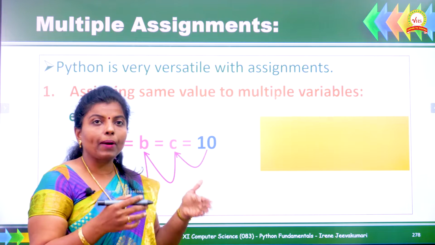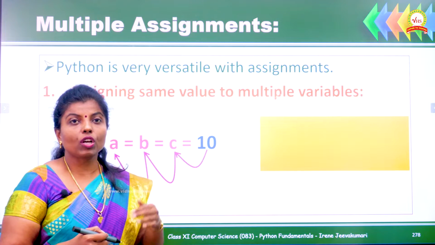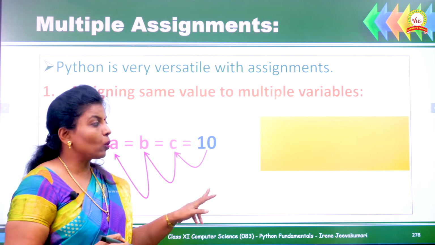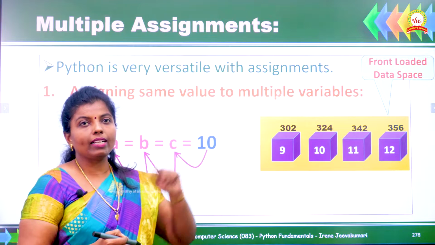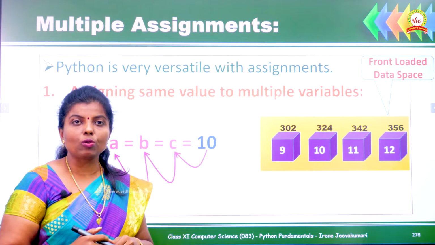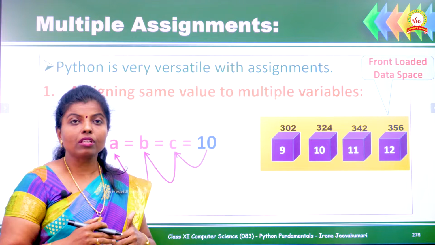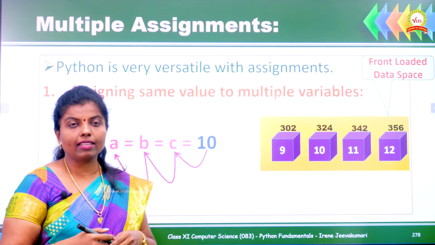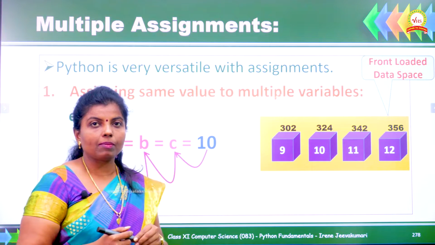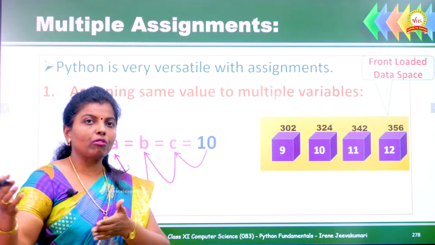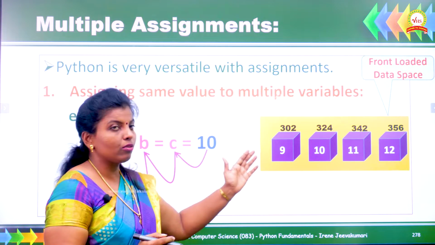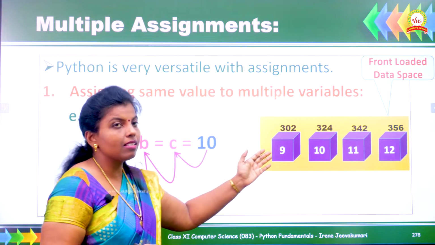In Python, commonly used values are preloaded in a memory location. That memory location is referred to as the front-loaded data space. So what is the front-loaded data space? Normally Python preloads the commonly used values in memory even before the variables are created. This memory space is referred to as the front-loaded data space. Commonly used values are numbers like 1, 2, 3, 4. Most of the commonly used integer values are stored in the front-loaded data space. This is some of the examples.